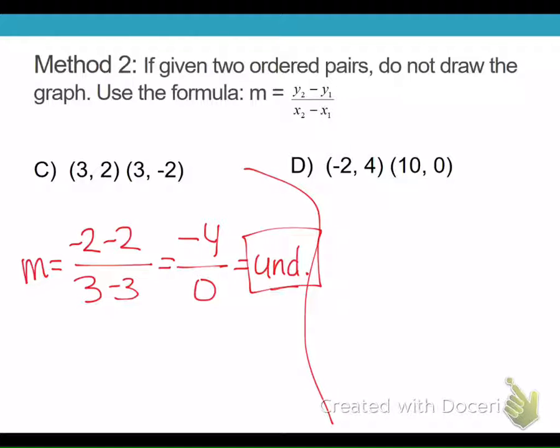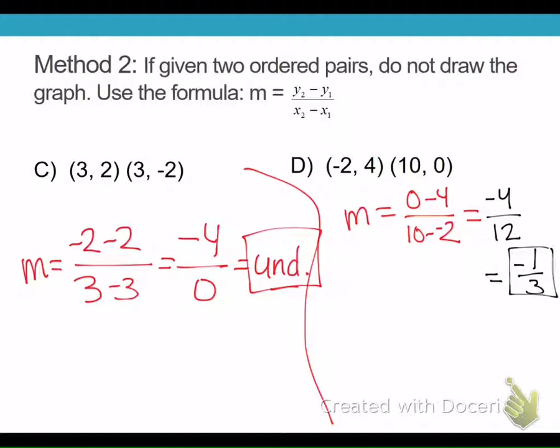All right, part D. What's my M? 0 minus 4 over 10 minus a -2. Good. So up top, 0 minus 4 is -4. 10 minus -2 is like 10 plus 2, which is 12. -1/3. Good.